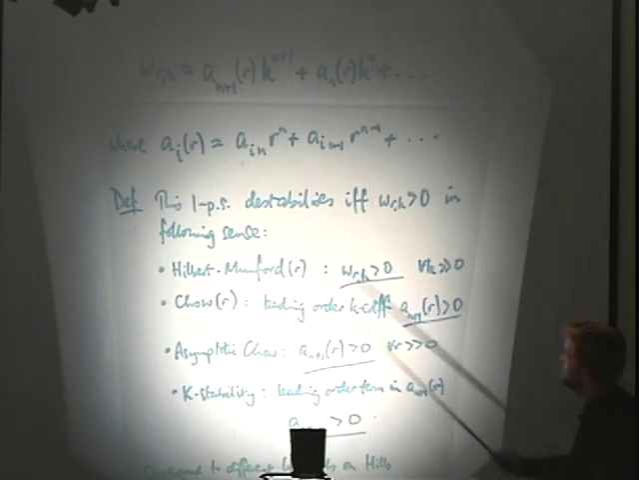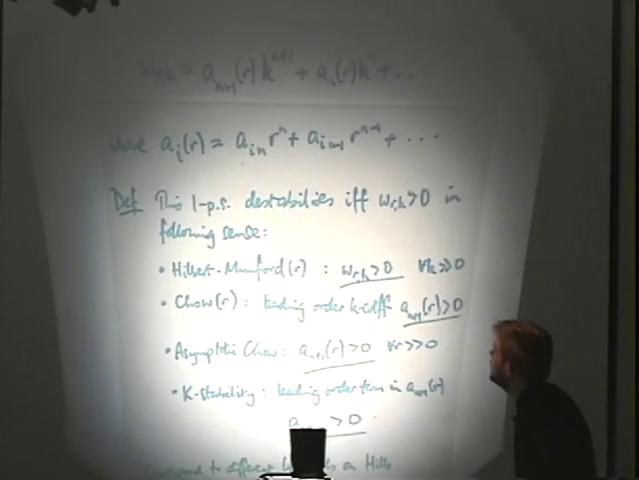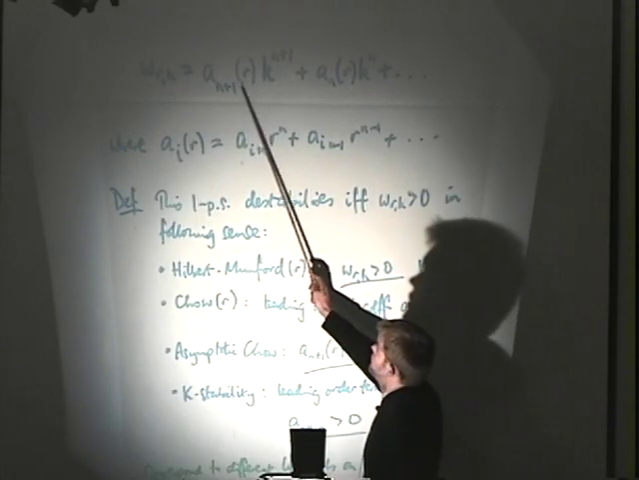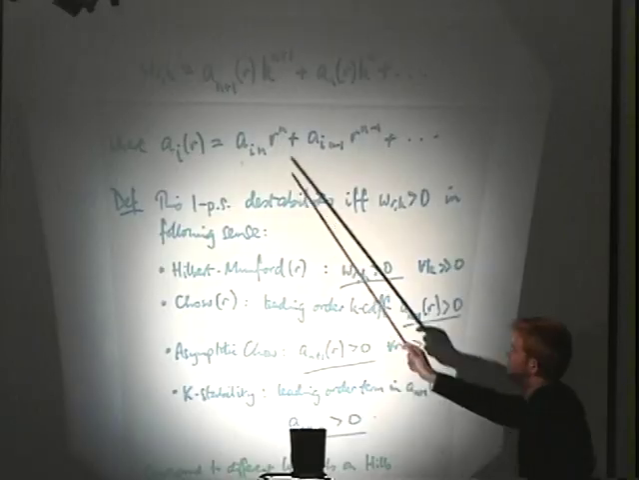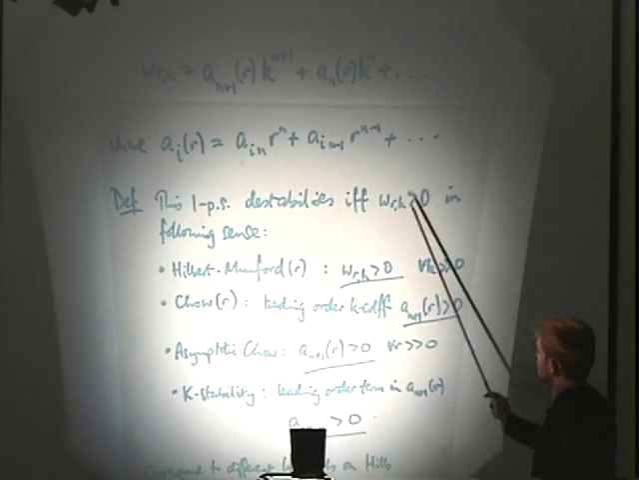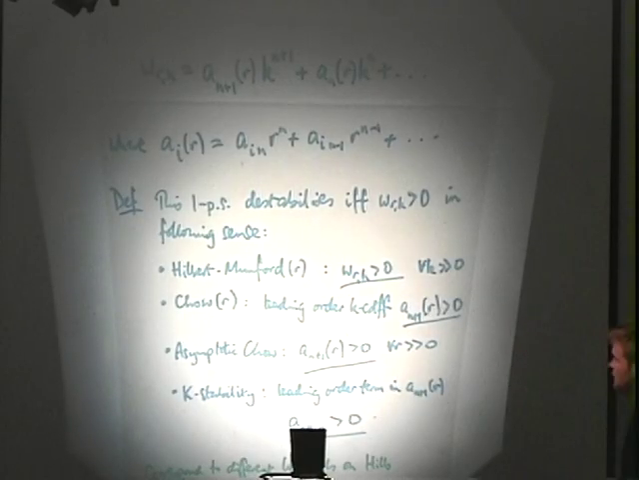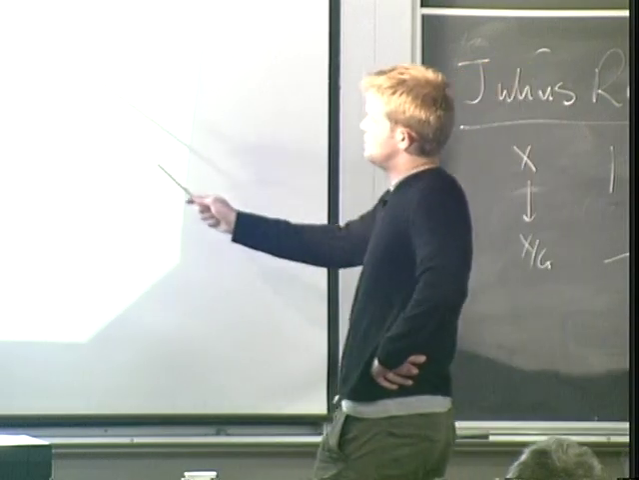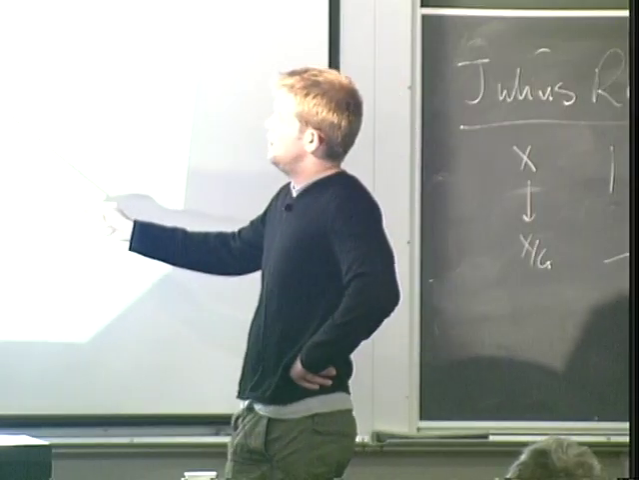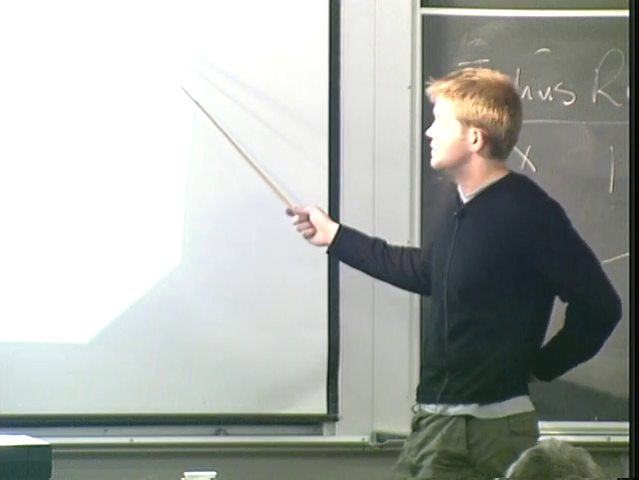You work out that this weight is a polynomial in K of degree n plus 1, where the coefficients are themselves a polynomial in R of degree n. And the unstable case is that the weight is positive in the following sense. Hilbert-Mumford stability is that this weight, for fixed R, is positive for K big enough. This is a bit like Gieseker stability.